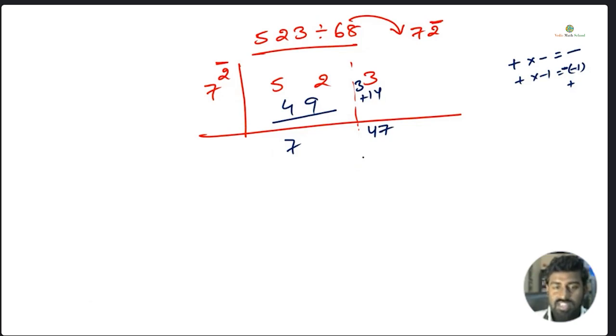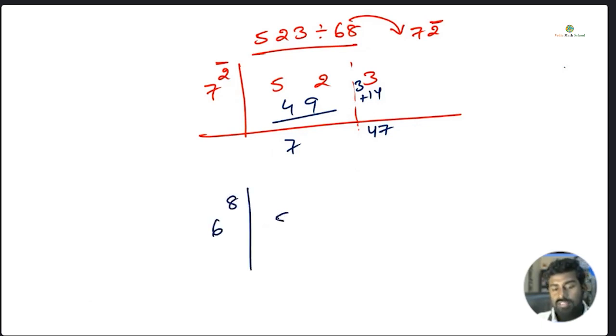40. Okay. Now, if you don't want to convert this number into bar numbers because you are not comfortable with it, you can go ahead with 68 itself. So look here, we are going to discuss this. I'm writing 68 here and then 5, 2, 3.